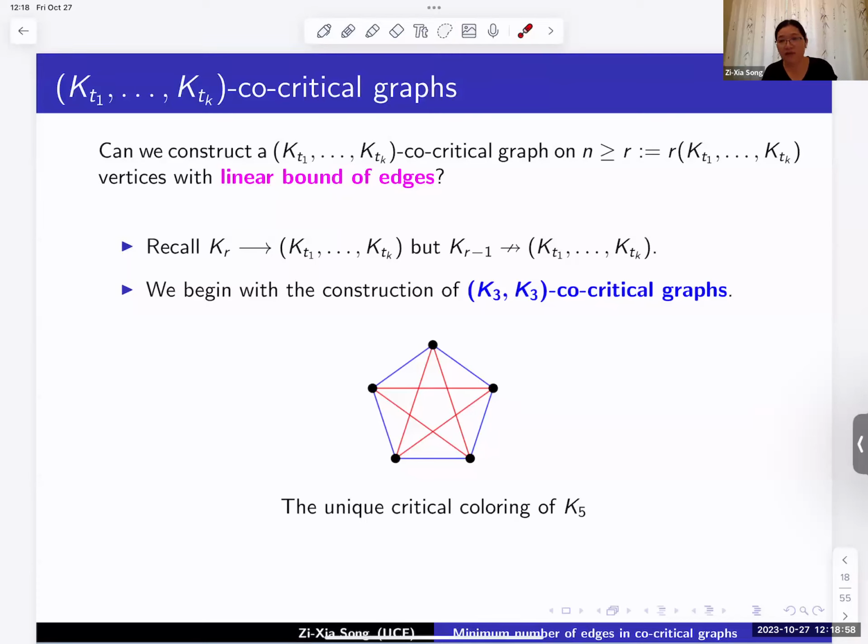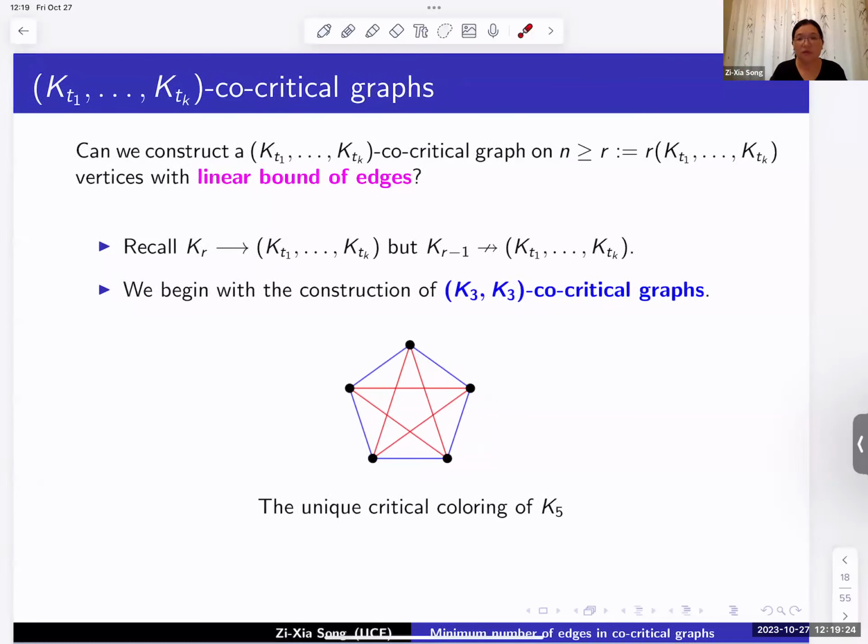So now let's see, for K3 co-critical graphs I'll give you a construction here. For each n you give me, I'm going to construct a K3 co-critical graph for you with a linear bound on the number of edges. We start with n equals 5. We know this one has a unique critical 2-coloring here. Now for any n at least 5 you give me, I'm going to do the following.